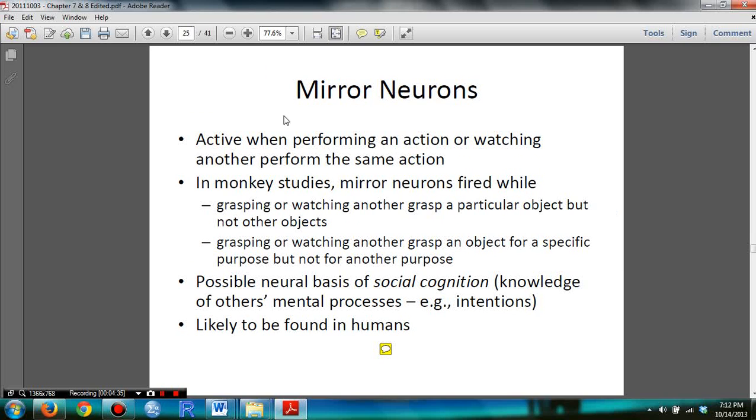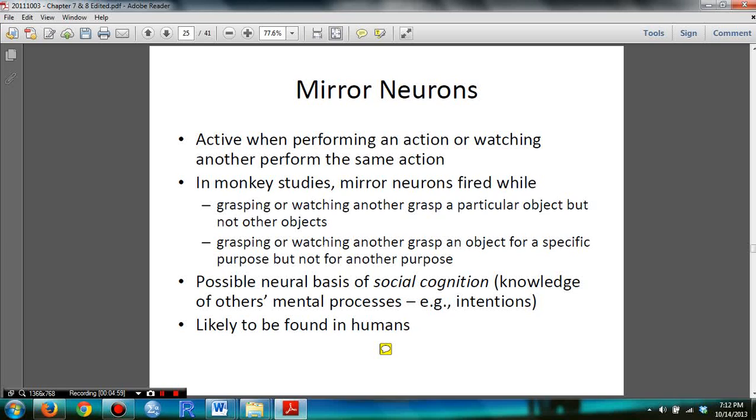And then it is important that you know the mirror neurons. Basically, they are active when performing an action or watching another person perform the same action. And then monkey studies were used as evidence. Mirror neurons fired while grasping or watching another grasp a particular object, but not other objects.